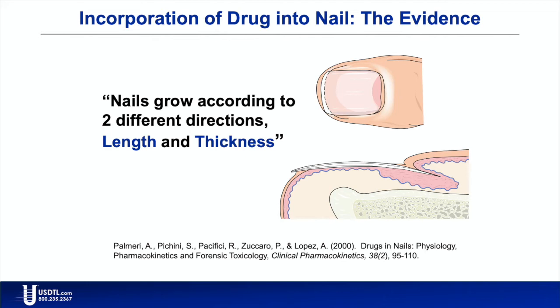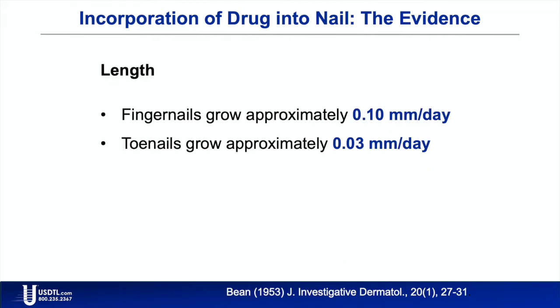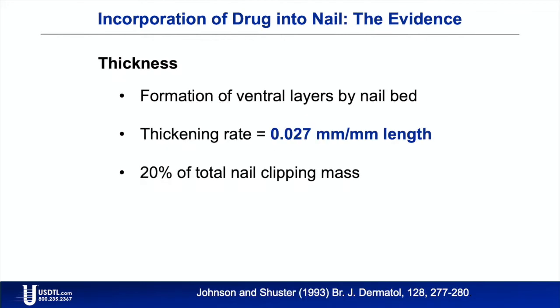Fingernails grow in length approximately 0.1 millimeters per day. Toenails grow approximately 0.03 millimeters per day, so somewhat slower. But they are also forming ventral layers by the nail bed. What does that mean? That means it's laying on material from the bottom side as that nail is growing out. That thickening rate has been determined to be 0.027 millimeters of thickness per millimeter of new length.